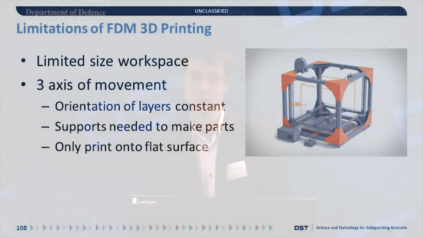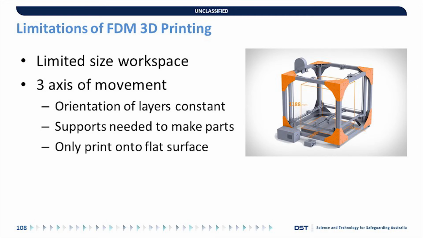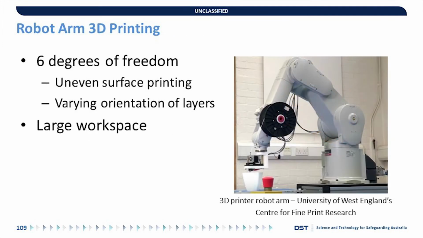However, there are some limitations with standard FDM 3D printing. It's got a limited workspace for the size of the machine, and it's constrained to 3 axes of movement. That means all the layers are the same orientation. You often need supports to actually make parts, and you can only print onto a flat surface. So a robot arm could actually be used to overcome some of these.